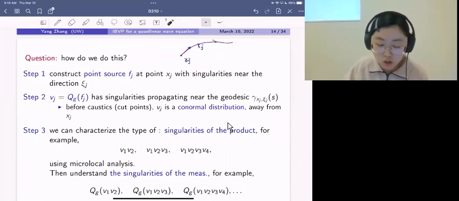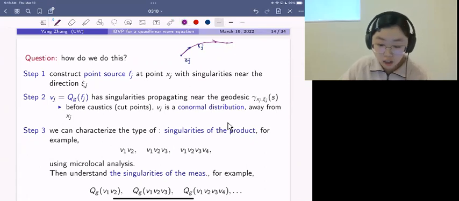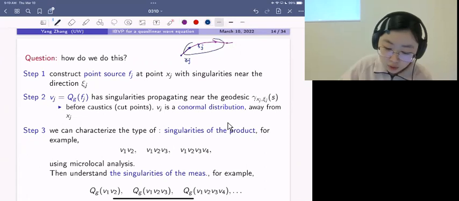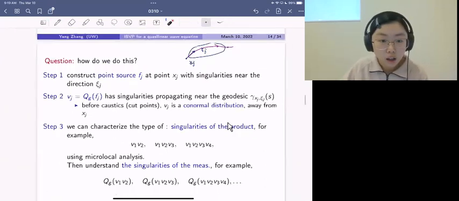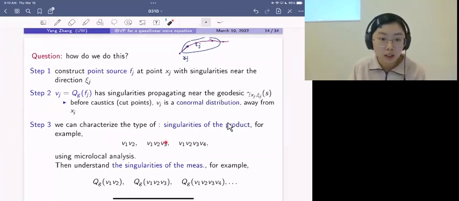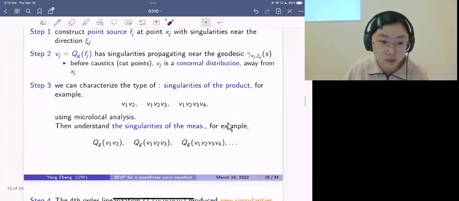And we call v_j the distorted plane waves. Before the first cut point along this null geodesic, v_j is a conormal distribution if we stay away from the source. Then we can analyze the product of these conormal distributions by using the symbolic calculus. We can characterize the singularities of this product, and then we can understand the singularities of these measurements. So from the singularities here, one can expect to recover the earliest light observation set.